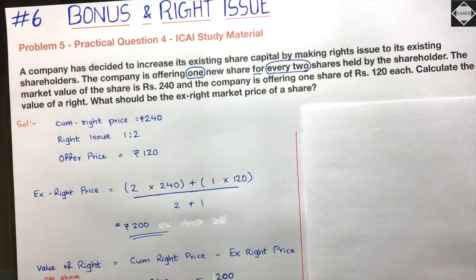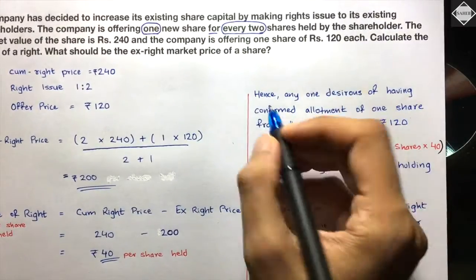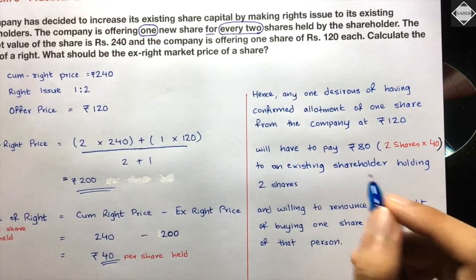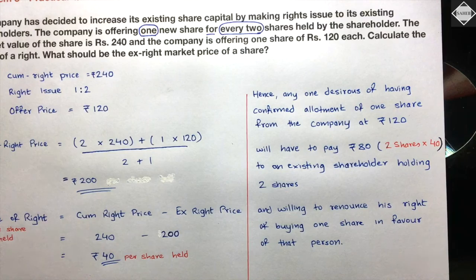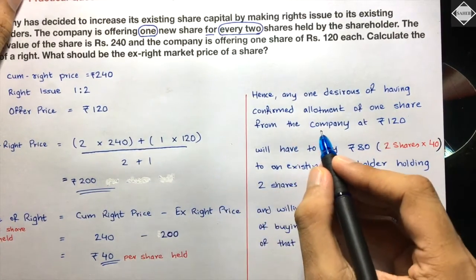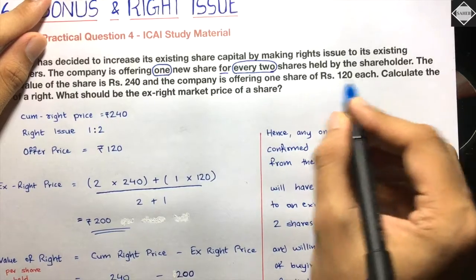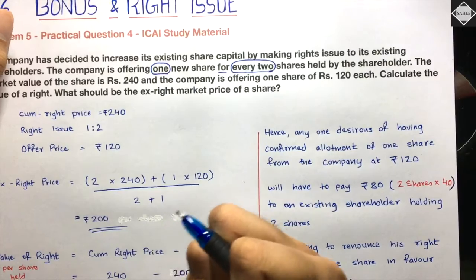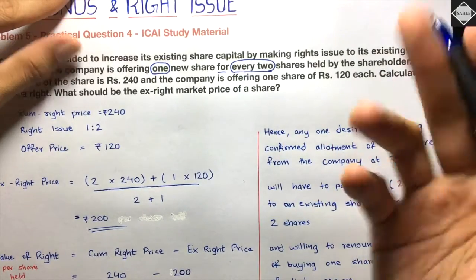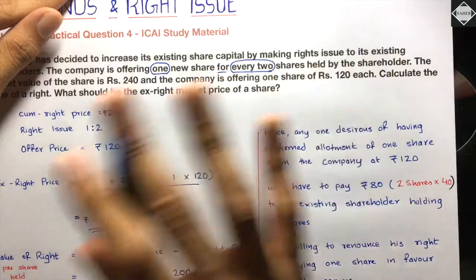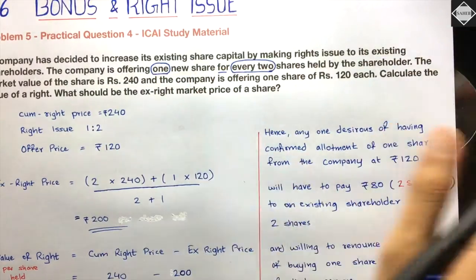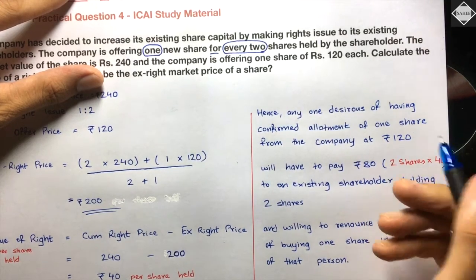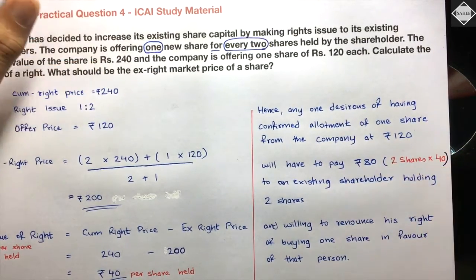Okay, so here a conclusion is there. See here, hence anyone desirous of having a confirmed allotment of one share. If there is any person who wants to buy one share of the company at 120, this is the issue price. If you buy the right, then you have to pay the company how much? 120 per share, because right shares are not free. You have to subscribe. You have to pay the company 120. It's discounted, but you have to pay, isn't it? But first you have to purchase the right.